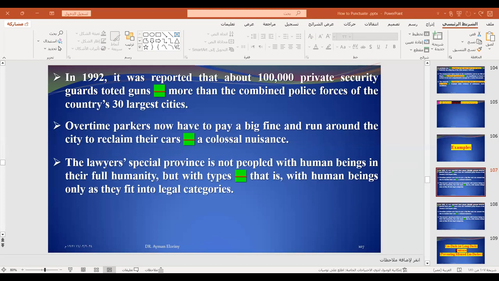A closer nuisance would touch lawyers, special province is not people with human beings in their full humanity, but they deal with types, that is, with human beings only as they fit into legal categories. After types here, I had to put the dash.